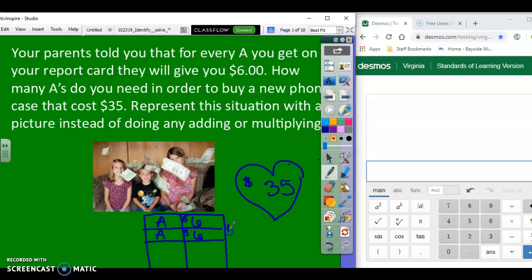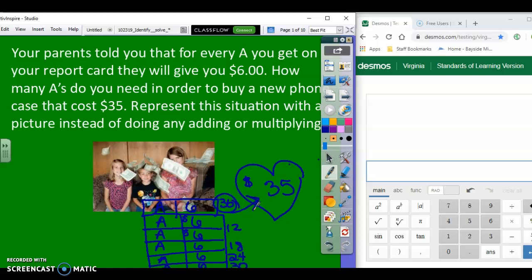So altogether, well, that's 12, so I'm not there yet. If I get another A, that gives me 18 total. Another A gives me 24. One more A gives me 30. So I still need another A. So last A, gives me a total of $36, which would let me get that phone case.